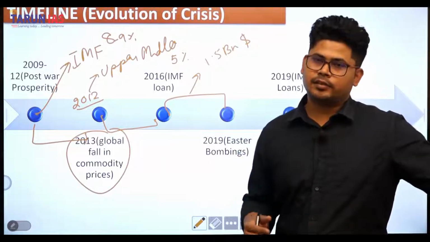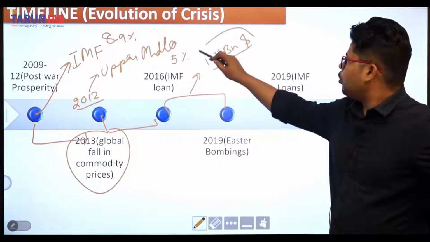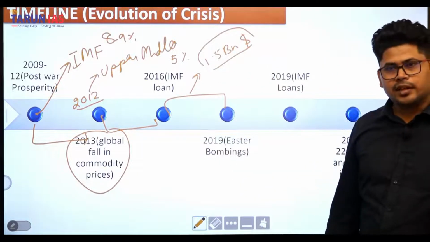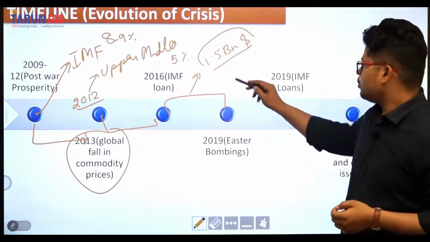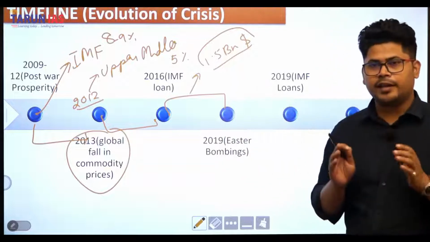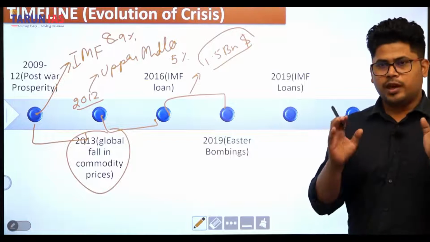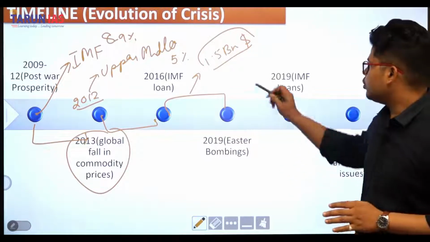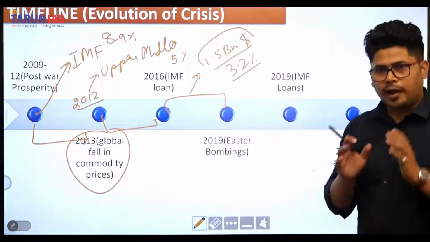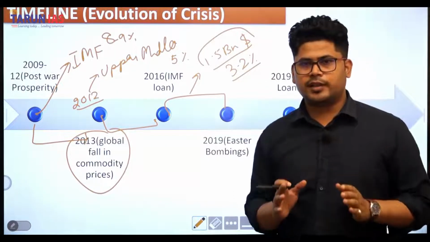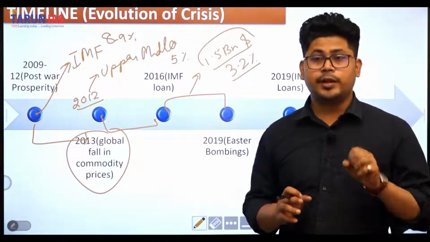and the private sector is allowed and the public sector is deregulated. Similarly, when they took the loan of $1.5 billion, their fiscal deficit was around 5 to 6%. So the IMF put a condition that by 2019, 2020 basically, you will have to limit this fiscal deficit to around 3.2%. The IMF put a condition on Sri Lanka that by the end of 2020, you will have to lower your fiscal deficit to 3.2%.